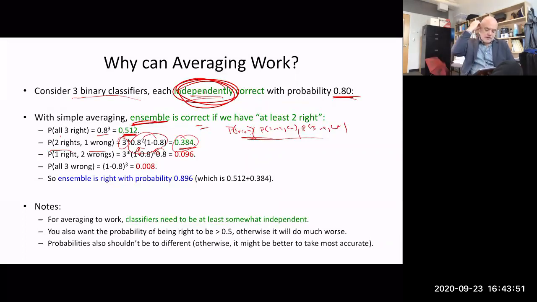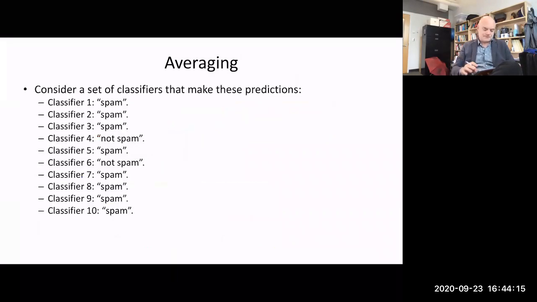Obviously, you want the probability of being right to be greater than 0.5. Just as a note, if you ever have a classifier that is right only with probability 0.2, then just switch the labels and you have a classifier that's right with probability 0.8. And the probabilities also shouldn't be so different. Otherwise, you might just take the best classifier and say, you know, screw the ensembling, okay?